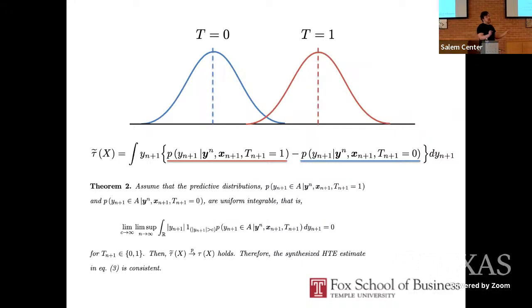And then given that we could show that there's predictive consistency for those two, t equals 1 and t equals 0, theorem 2 states if we have that, then we could actually have consistency on the difference between the t equals 1 and t equals 0, which is exactly what we mean when we talk about heterogeneous treatment effects.